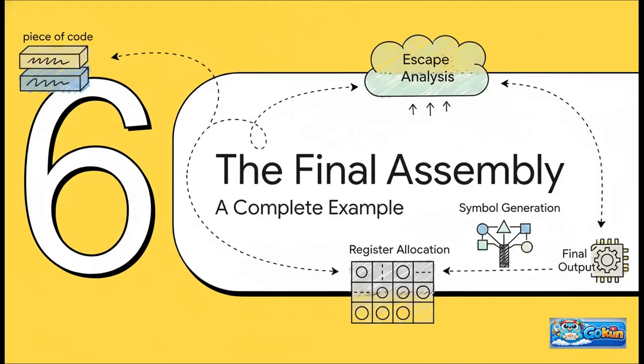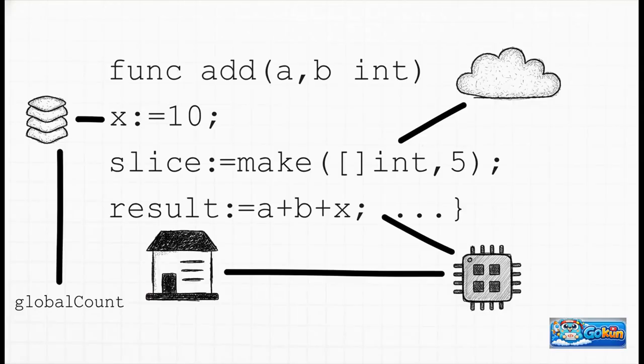Okay, let's put this all together now. We're going to trace one final example through the entire process, from start to finish. You'll see how every single decision we talked about, escape analysis, register allocation, linking, has a tangible, visible impact on the final code. We're going to use this add function here.